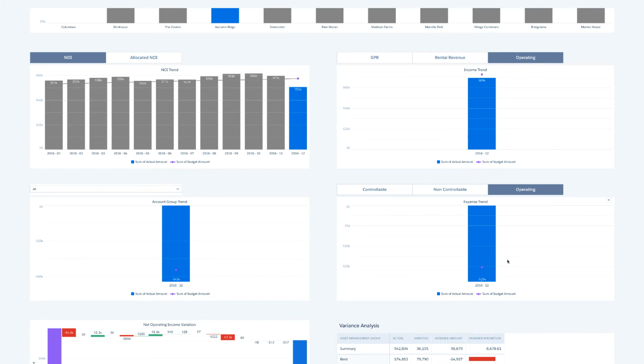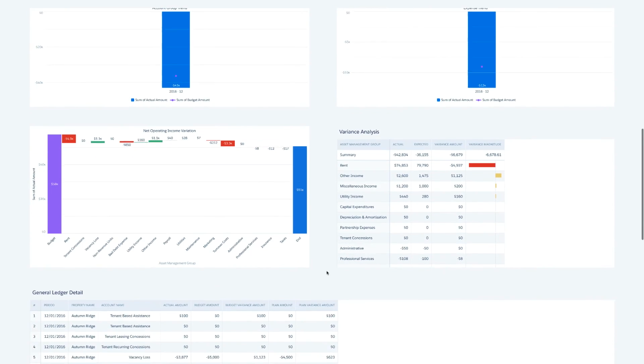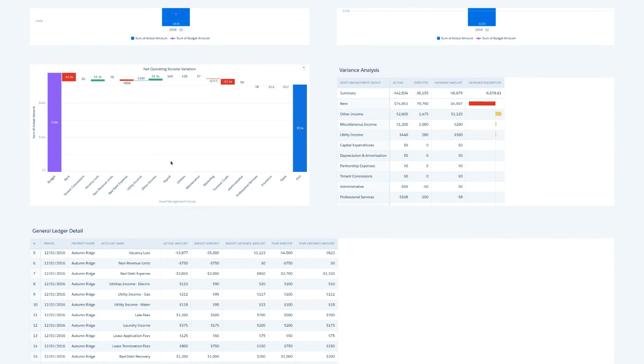Right away, it's apparent that expenses well exceeded what was budgeted. Switching over to the controllable side lets me know that most of these expenses were something that I can affect. The next step is to figure out why. This takes me to my waterfall chart.